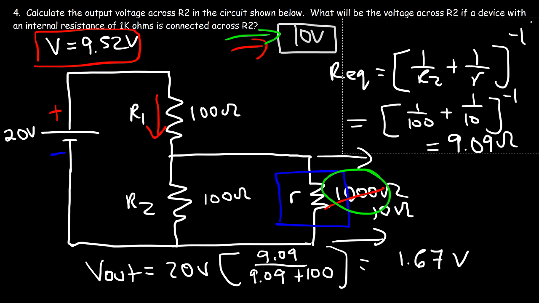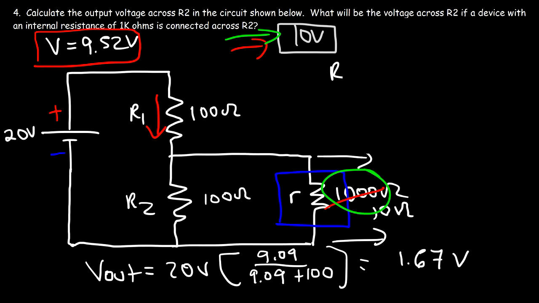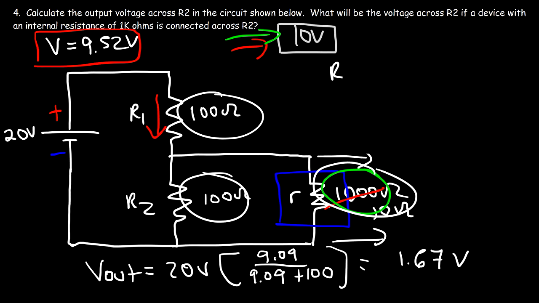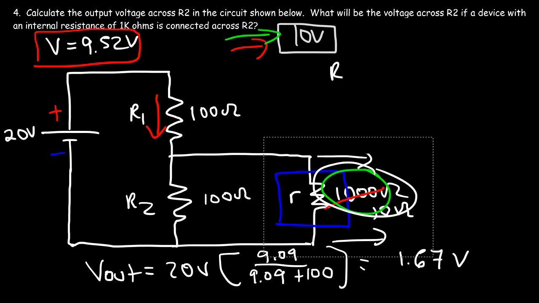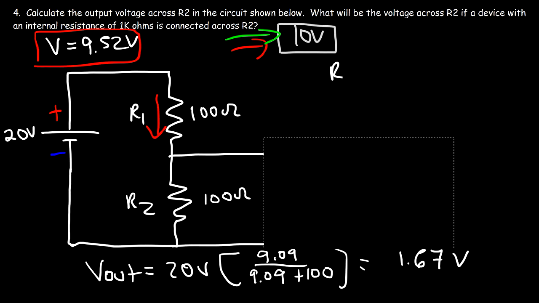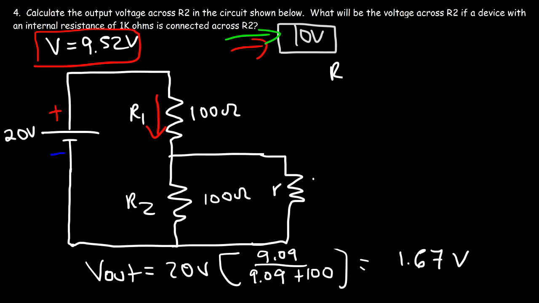So what we're going to do, let's see what happens if the internal resistance is 100 times greater than the value of R1 or R2. So this time, I'm going to make it 10,000 ohms, or 10 kilo ohms.